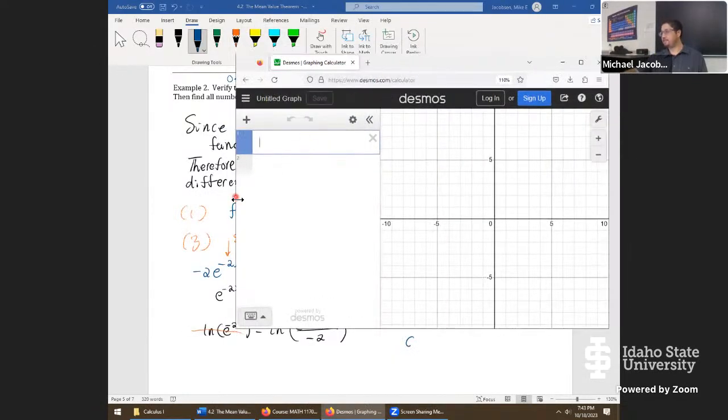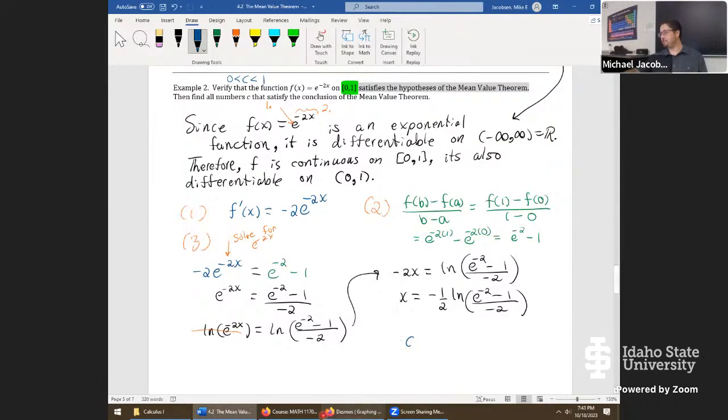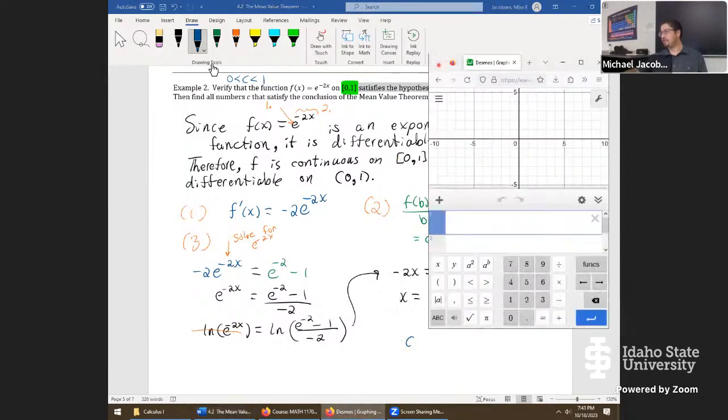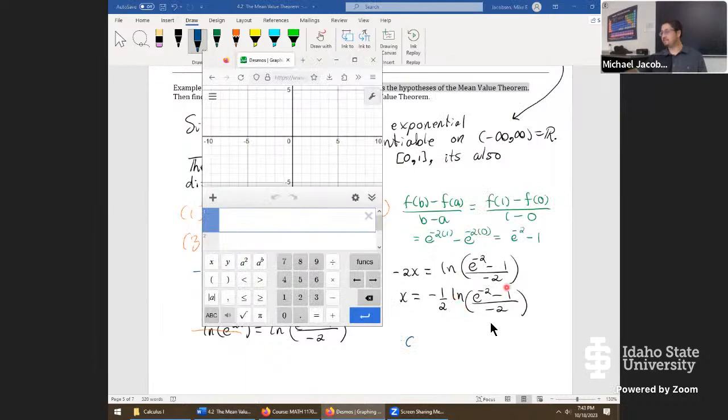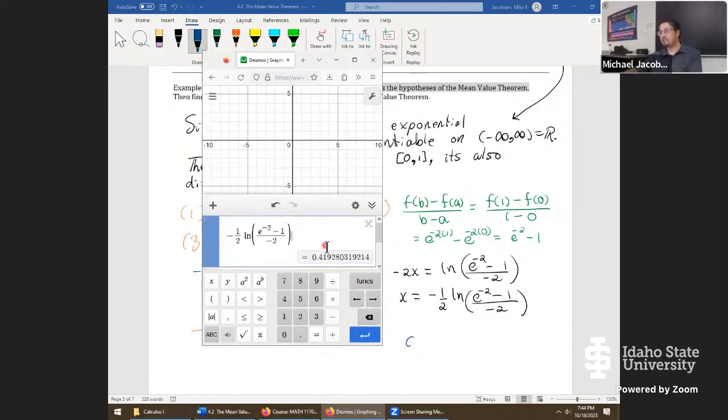I forgot where my stuff is. Let me kind of move that around. Oh no, it disappeared. There we go. So we're just putting that in. -1/2 natural log e power -2 minus 1, -2. I can't quite see that number. That's kind of suspenseful. But hey, looks like we're in good shape, folks.